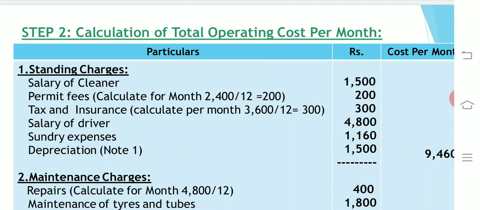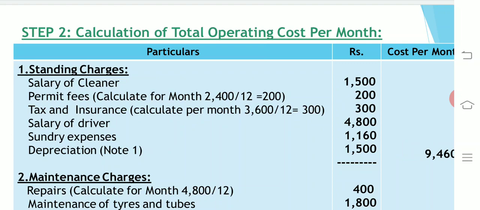The second step is to calculate the total operating cost per month. Here we will first write down the standing charges. What are the standing charges? Salary of a cleaner, rupees 1500 per month. Permit fees is given per year, 2400 per year, so per month, divided by 12, rupees 200. Tax and insurance is also given per year, 3600 divided by 12, rupees 300 per month. Salary of driver, rupees 4800 per month. Sundry expenses, rupees 1160 per month, already given.